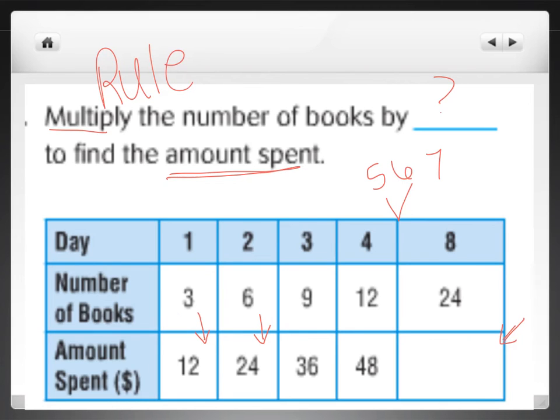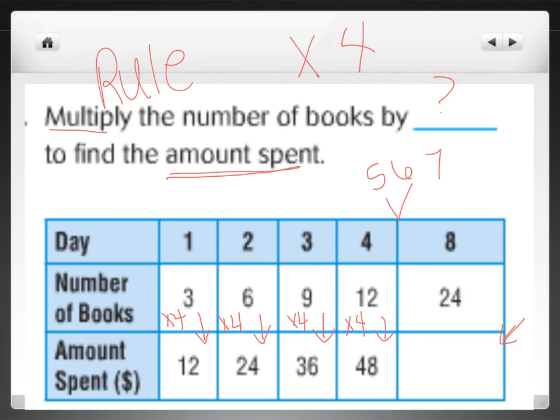How else could I get 3 to change into 12? Well, I can multiply by 4. Let's see if that holds up for all the rest of the sequence. 6 times 4 is 24. That works. 9 times 4 is 36, and 4 times 12 is 48. So that means that our rule must be multiply by 4.